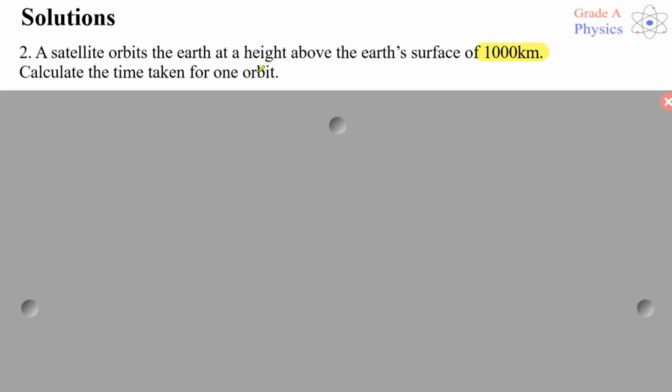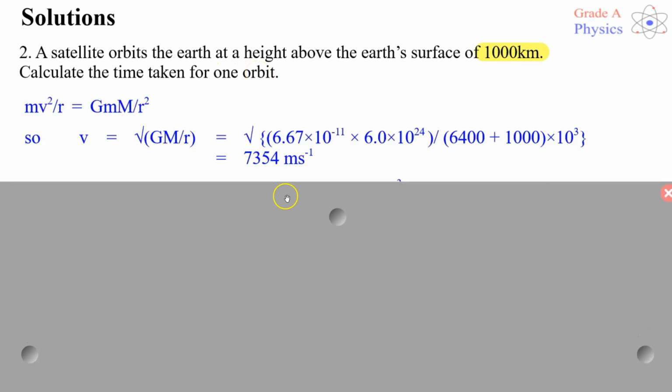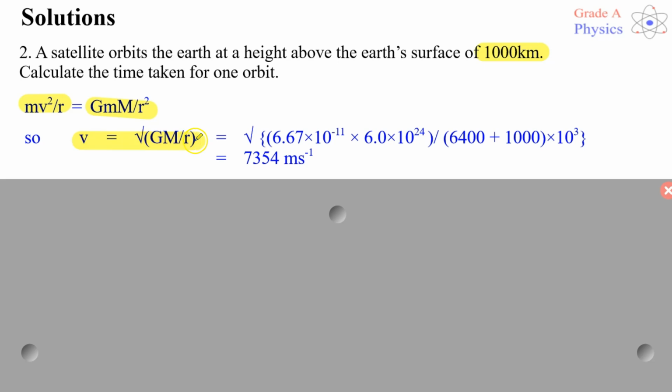Now, there's several ways we could do this. So the way that I've approached this is by equating the centripetal force, mv squared over r, to Newton's law of gravitation. And we can see that little m cancels, and one of the r's cancel as well. And we can make v the subject. So this is a really useful formula. So this is the orbital velocity is equal to root big G big M over r.